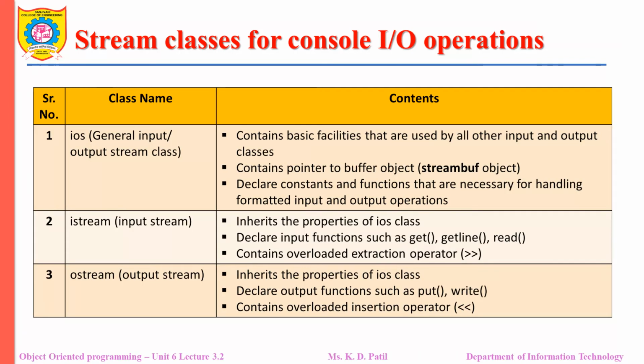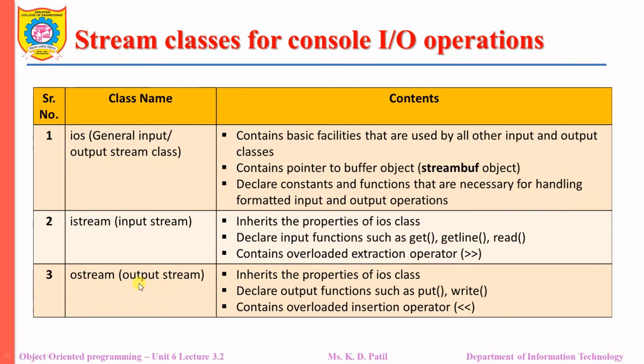Let us summarize. The iOS class, that is General Input Output Stream class, contains the basic facilities that are used by all other input and output classes. It contains a pointer to the buffer object, that is stream buffer object. It declares constants and functions that are necessary for handling the formatted input and output operations. The next class we have discussed, that is iStream class, that is input stream class, inherits the properties of iOS class and declares the input functions such as get, getline and read. It contains the overloaded extraction operator. Of course, it is used for the input.